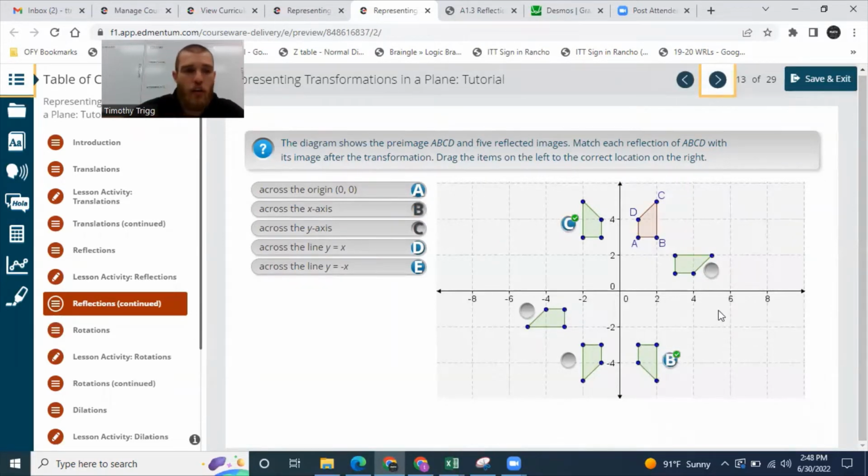What about reflected across y equals x? So that's what we saw earlier. Remember we made EF, like a perfect 45-degree angle there. That's going to be like this one here. Reflected across the line y equals x. What about these other ones here? So one of them says reflect across y equals negative x.